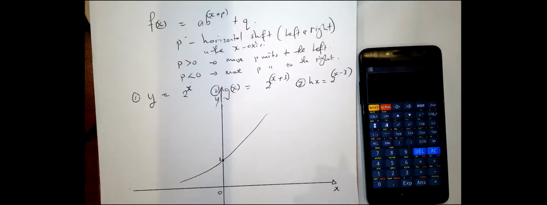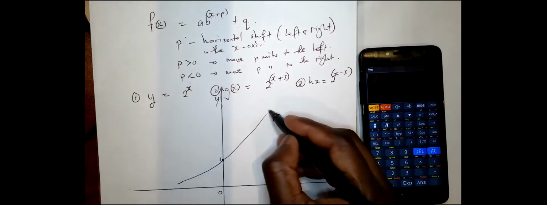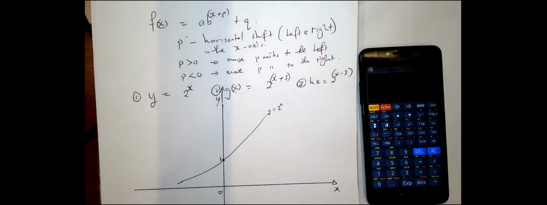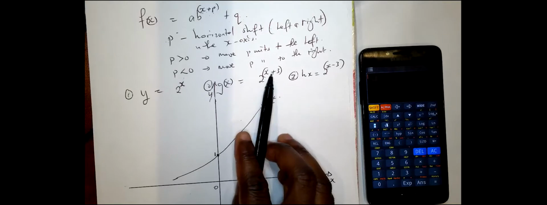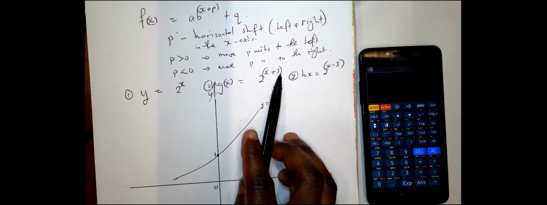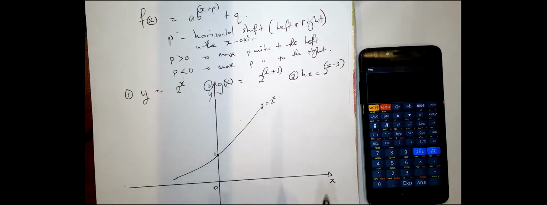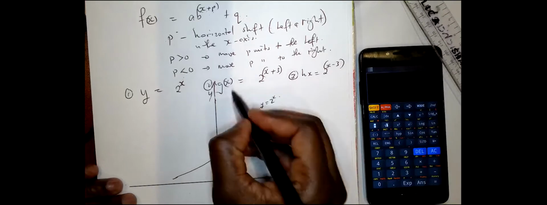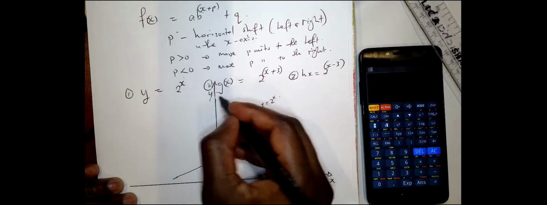Now, let's see if we can have a sketch. That's our mother graph there. This one is y equal to 2 to the power of x. Now we want to draw a graph of y is equal to 2 to the power of x plus 3. When we're saying plus 3, where must we go? We must move to the left. So we are going to move our graph 3 units.